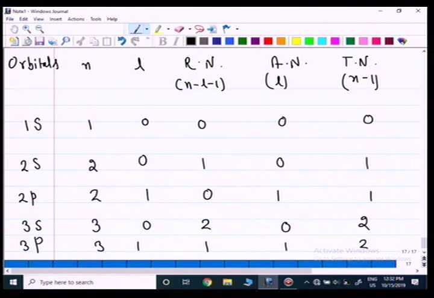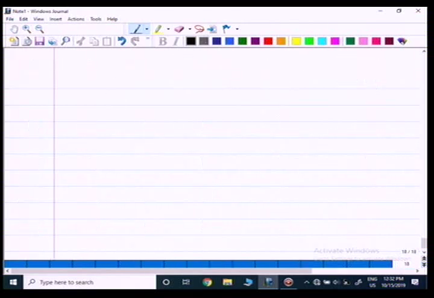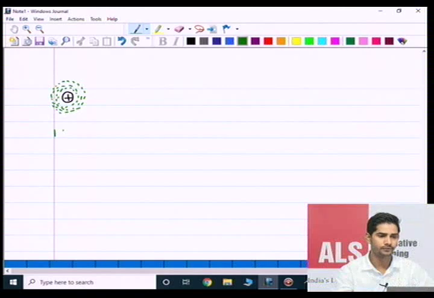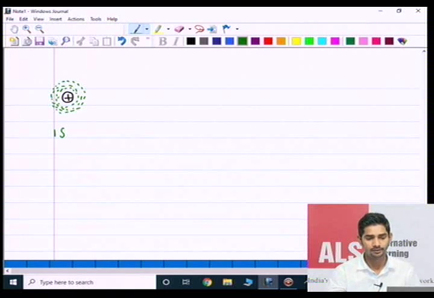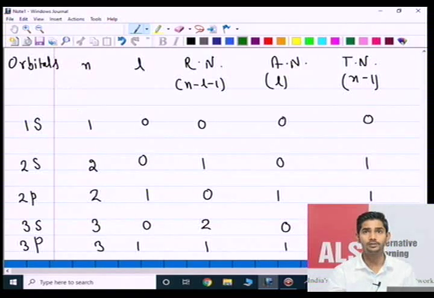Okay, so guys, let's start. Now guys, look at this very carefully. I'm drawing 1s. 1s will look like this. Just outside the nucleus, we will get the electrons. This is 1s. Obviously, just after the nucleus we are getting the electron, so there is no node over there. So in the 1s we have seen that there is no node.